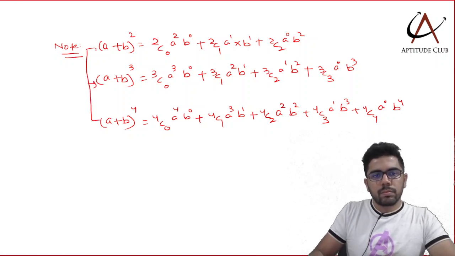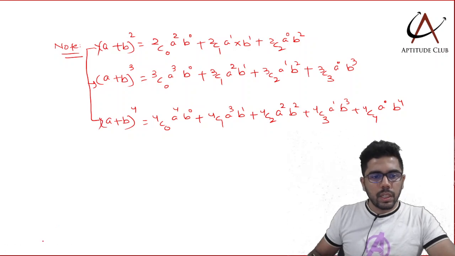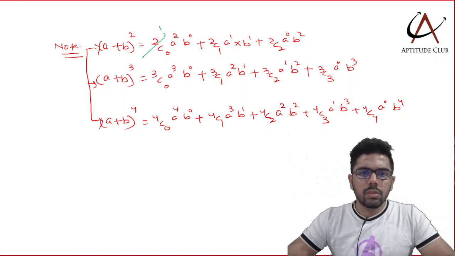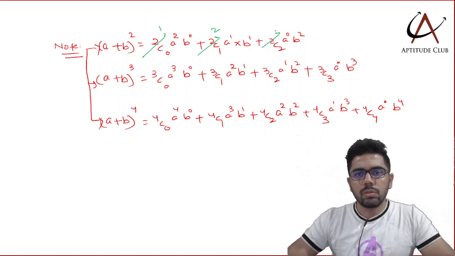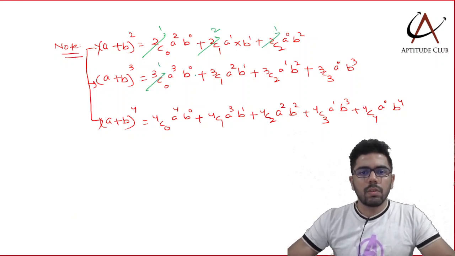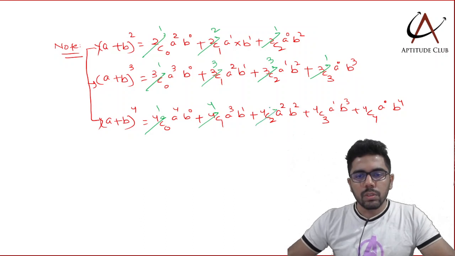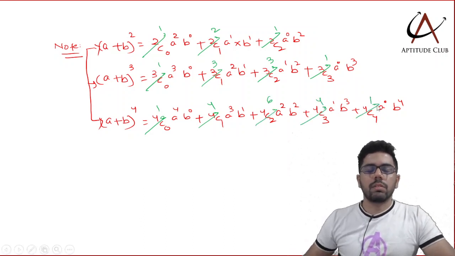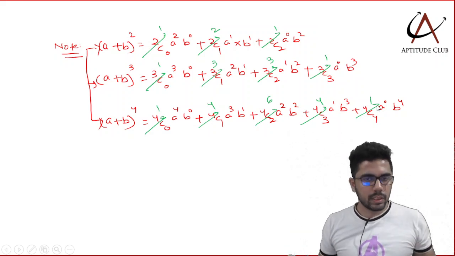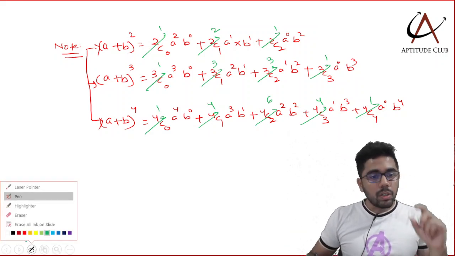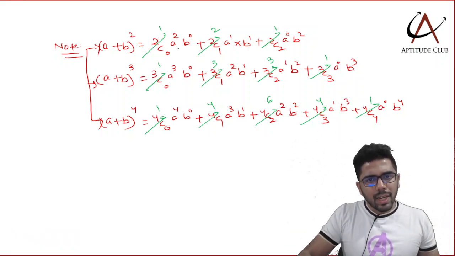ठीक है, इसमें बस फिर वैल्यूज तुम्हें सब सॉल्व करके निकालना है। ये 2c0 is 1, 2c1 is 2, 2c2 is 1, 3c0 is 1, 3c1 is 3, 3c2 is again 3, and 3c3 is 1, 4c0 is 1, 4c1 is 4, 4c2 is 6, 4c3 is 4, and 4c4 is again 1. ऐसा करके सॉल्व कर सकते हैं.